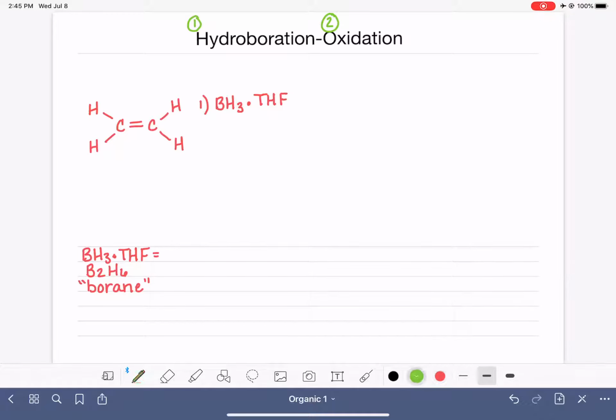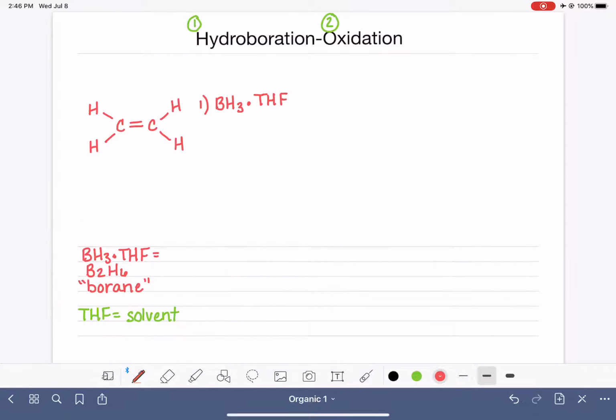THF is a solvent, tetrahydrofuran. It's a very common solvent. And when BH3 is put into THF, it forms a complex with THF, which is what this dot represents. It doesn't react, so it doesn't make an entirely new molecule, so we don't write it as one molecular formula, but it is more than just being simply dissolved. So that's kind of a side explanation of that notation.